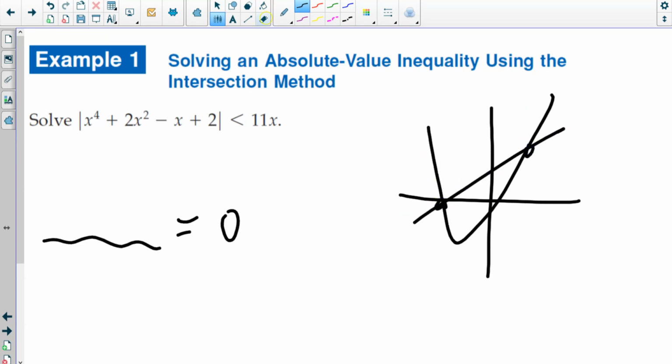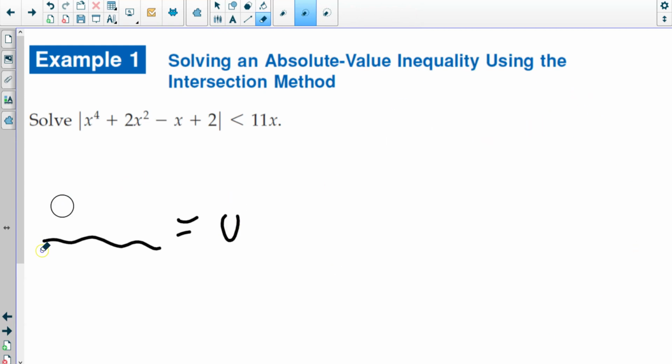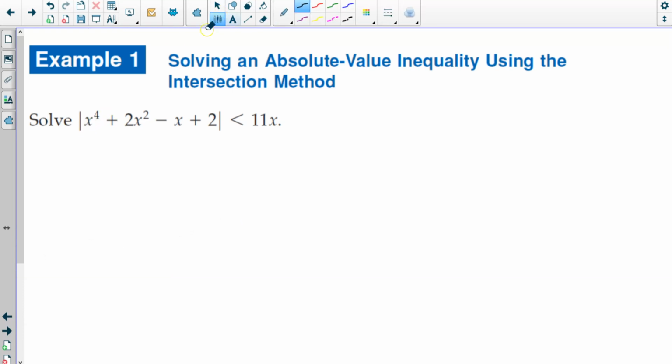And that's what we're going to do in this example. We're going to take these two functions, and rather than set it equal to 0, we're going to graph each side by itself or separately. So I'm going to graph this function, absolute value of x to the fourth plus 2x squared minus x plus 2. Then I'm going to graph this function, and instead of figuring out where they're equal, I'm going to figure out where one is less than the other. In other words, where this function on the left is below or less than this function on the right.